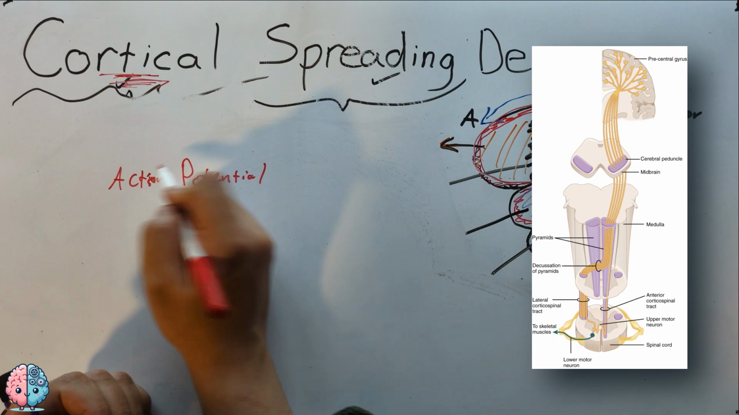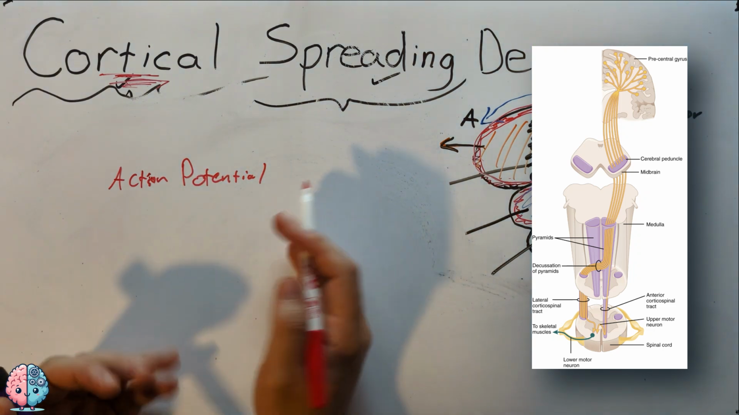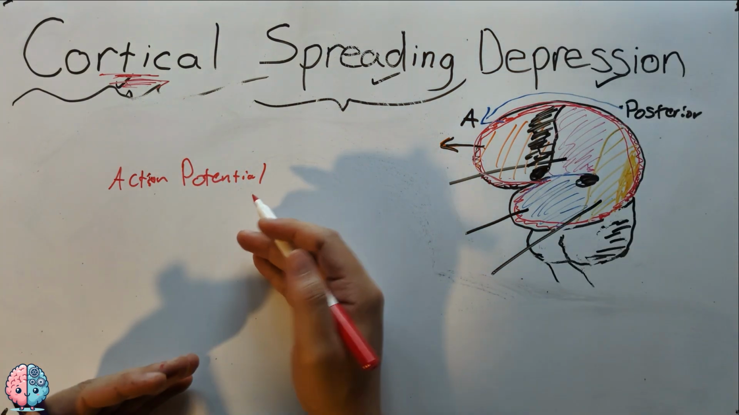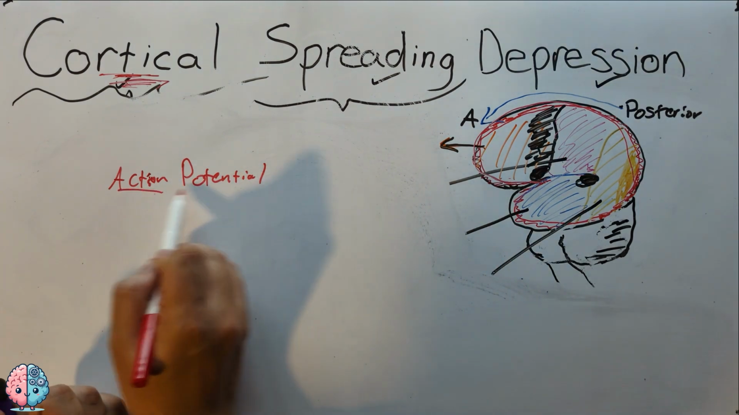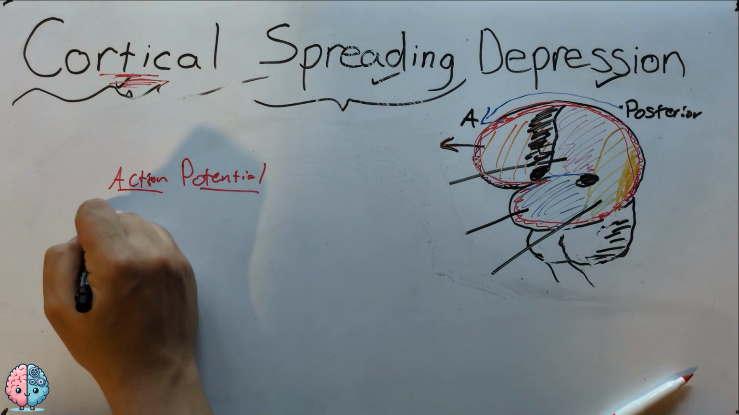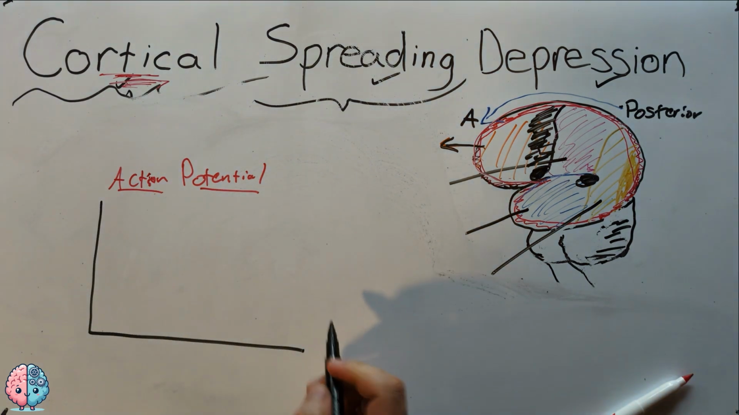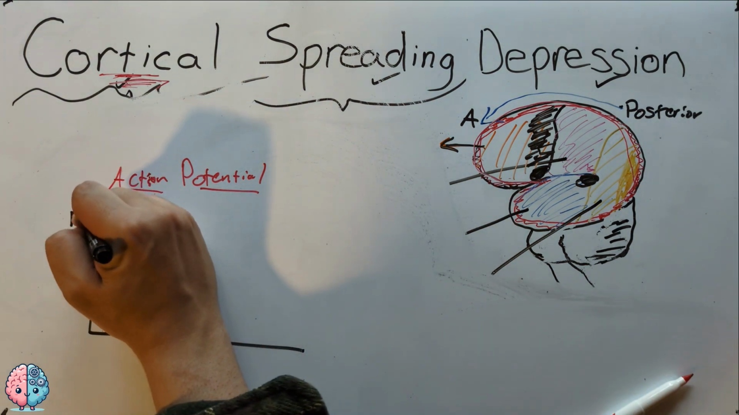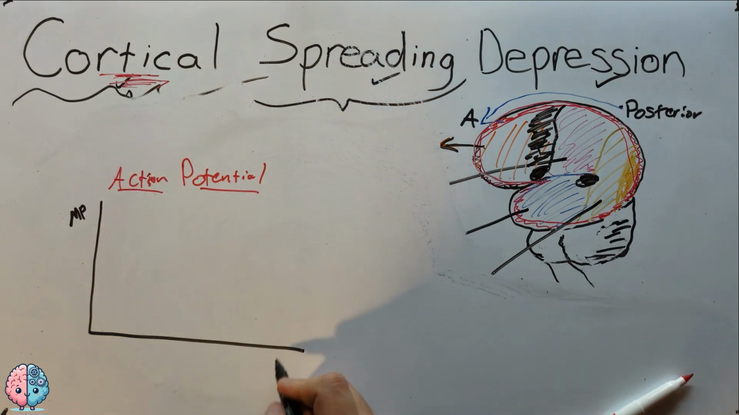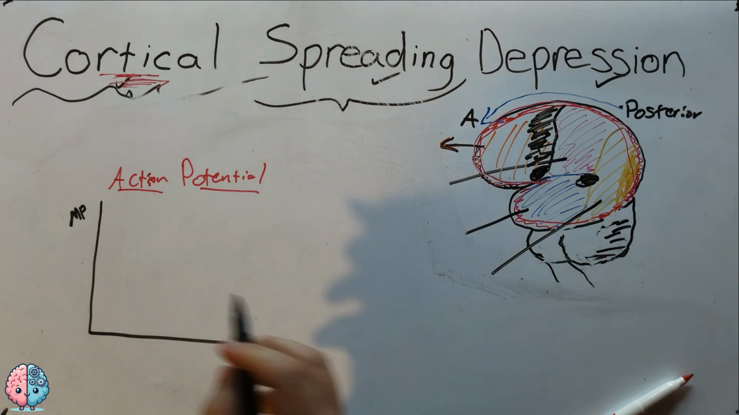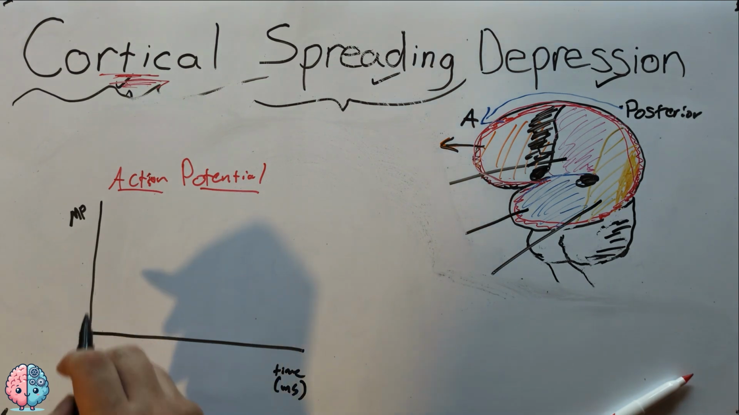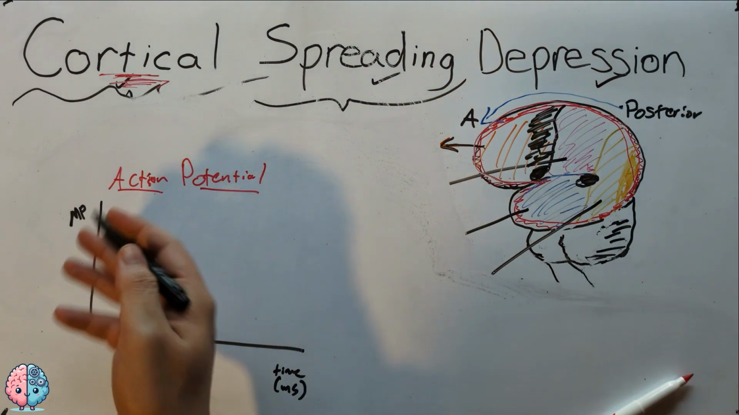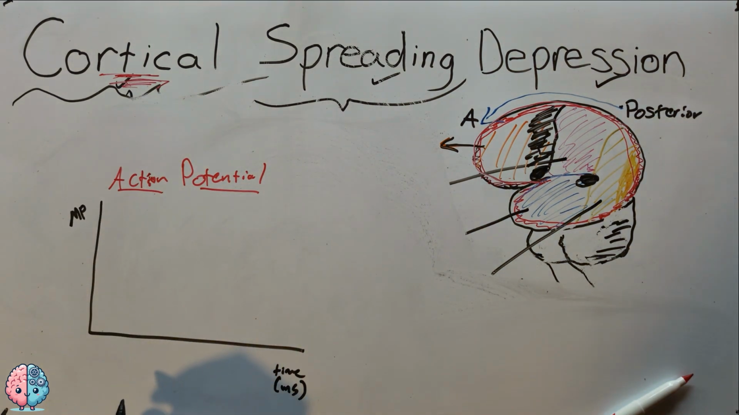Now, this action potential is an electrical signal. This is how a neuron is able to propagate a signal. It is with the action potential. So let's draw a graph here. This will be your membrane potential, and this will be time. Now, time here will be in milliseconds. We'll change that a bit when it comes to cortical spreading depression, and you'll know why later. And the y-axis, of course, is the membrane potential.